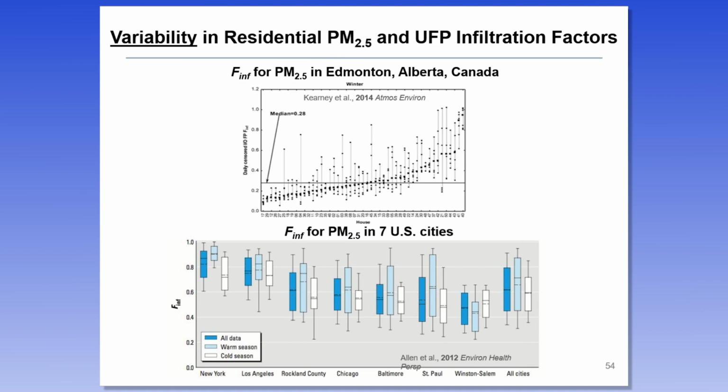And so here's just some data from the literature shown here on ranges of infiltration factors across homes and across cities and across seasons. It varies a lot. Indoor-outdoor ratios are like the infiltration factor plus whatever's emitted indoors. And so it gives you some unknown mixture. It says, well, indoors versus outdoors, indoors being a function of outdoors plus indoors, and that's all we know about that.